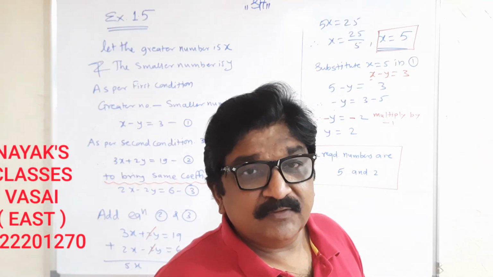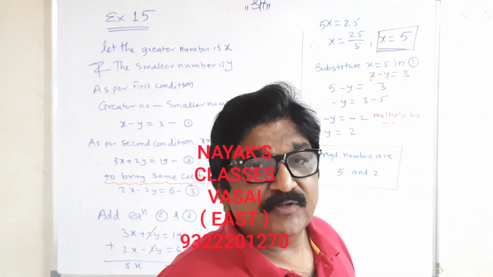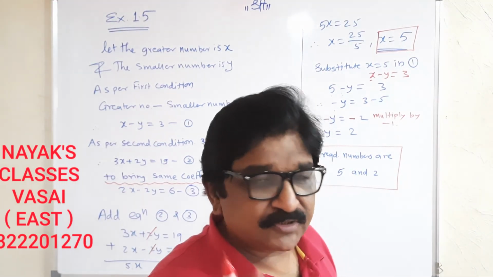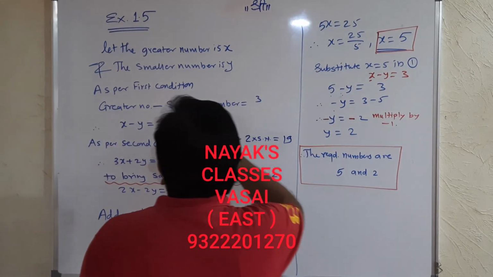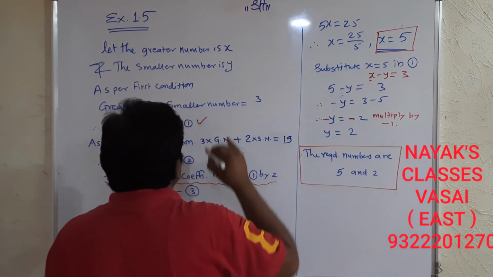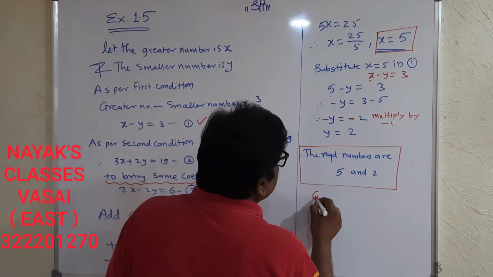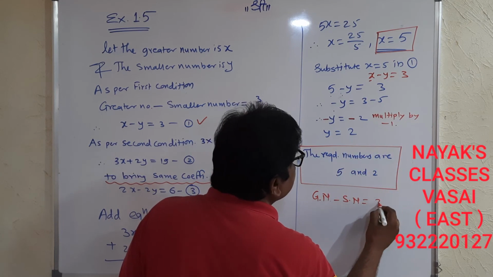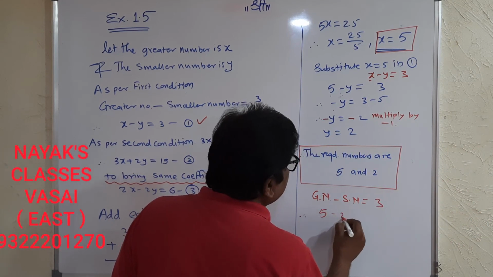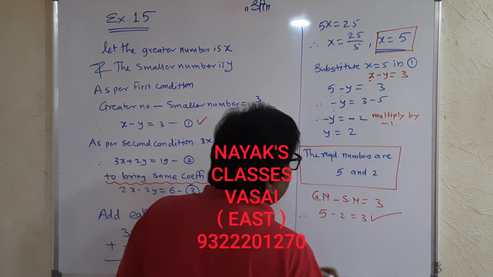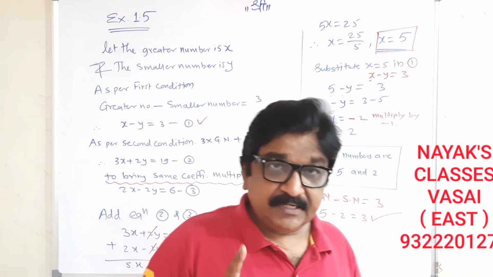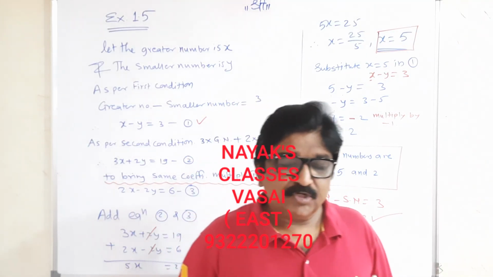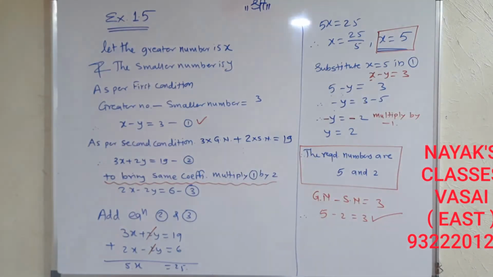For confirmation, you can check by putting these values in any equation. It should get balanced. For example, use equation number 1, greater number minus smaller number should be equal to 3. Therefore, 5 minus 2 is equal to 3. Our answer is correct. So these type of examples we are going to solve now in exercise 1.5 further.